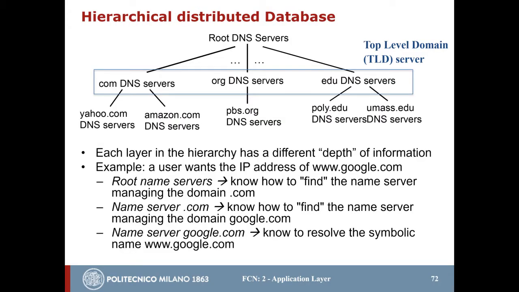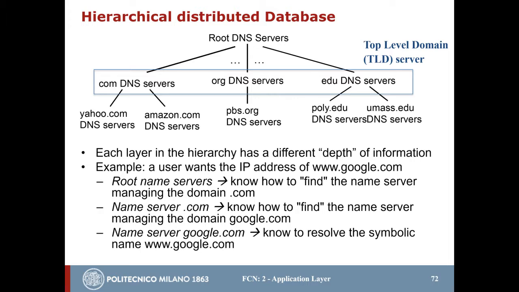If we have to resolve the symbolic name www.google.com, the query first goes to the root name server, which is on the root of the tree, and it's responsible to find the specific server that is managing the domain .com. The domain .com is called top-level domain, and it is identified by the last letters on the right of the symbolic name. Once the .com name server is contacted, then in turn it will know where to find the name server of the domain google.com. Okay.